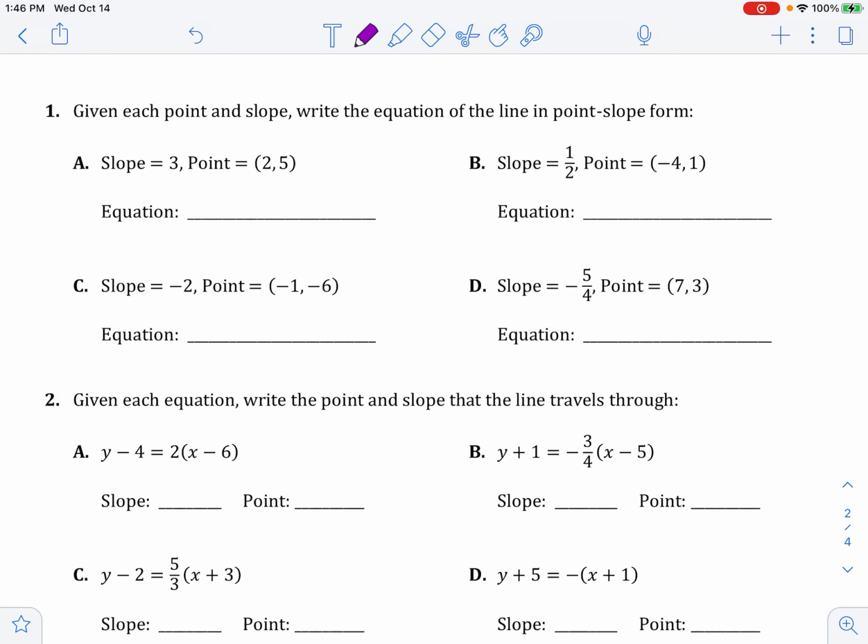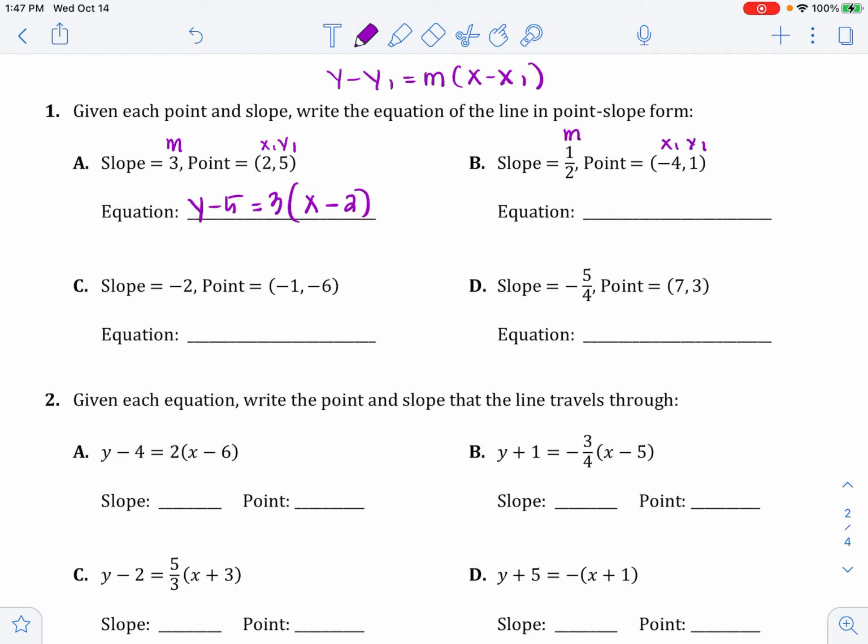Okay, so let's practice to see how you did. Let's first practice by writing it out again. It's y minus y1 equals m parentheses x minus x1. All right, so write the equation. This is x1, y1, and this is m. All I have to do is substitute them in. So I have y minus y1, which is 5, equals m, which is 3, parentheses, x minus x1, which is 2. Okay? Let's try one more together, and then you can try C and D on your own.